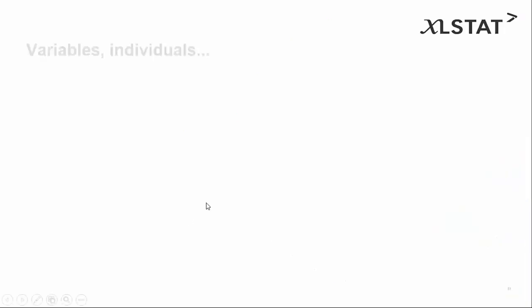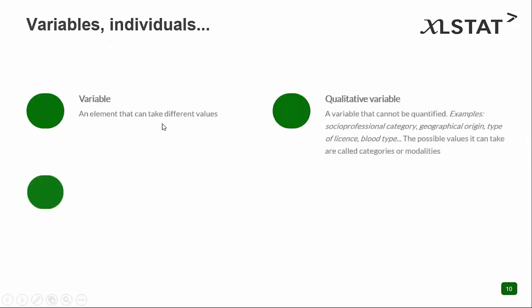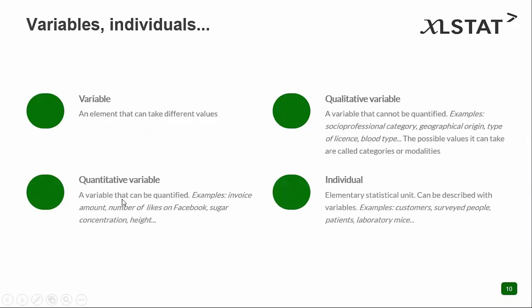Here's a small reminder of what we saw last week. So some definitions: variables, individuals, descriptive statistics. What's a variable? A variable is an element that can take different values. You have quantitative variables. Those are variables that can be quantified, that can be measured with numbers that you can add or subtract. For example, invoice amount, height, number of likes on Facebook, sugar concentration, and so on. You have qualitative variables. Those are variables that cannot be quantified. They are also named nominal variables or categorical variables. For example, the socio-professional category, the gender, the geographical origin, the genotype, the blood type, and all the possible values that a qualitative variable can take are called the categories or the modalities.